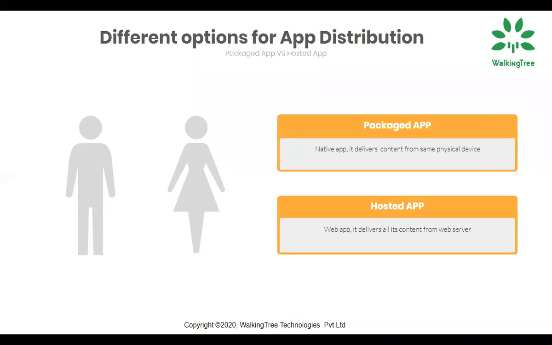Packaged app is nothing but a native app. It delivers most of its content from the physical device itself. And hosted app is nothing but a web app. It delivers the content from a web server. As part of the packaged app, you bundle all the files like assets, the manifest web app file, and all the JS files and HTML files. You bundle all of them as a single zip file, and you upload that to the store.